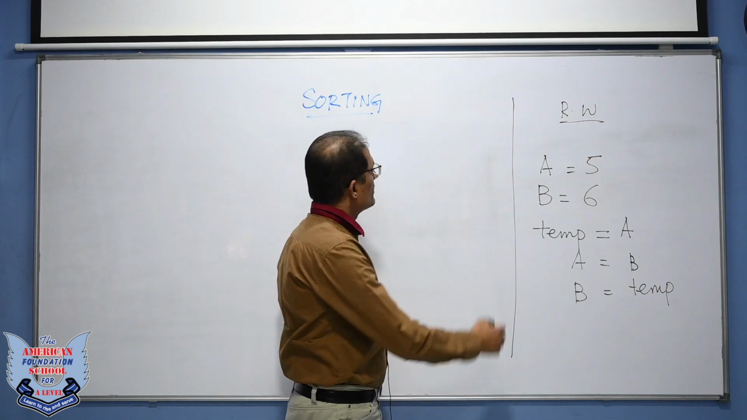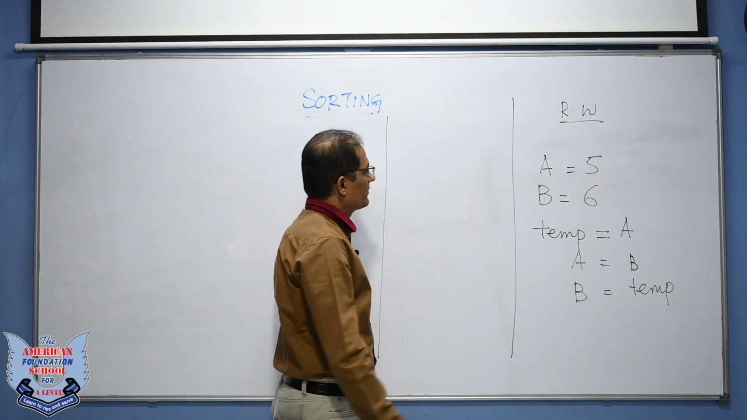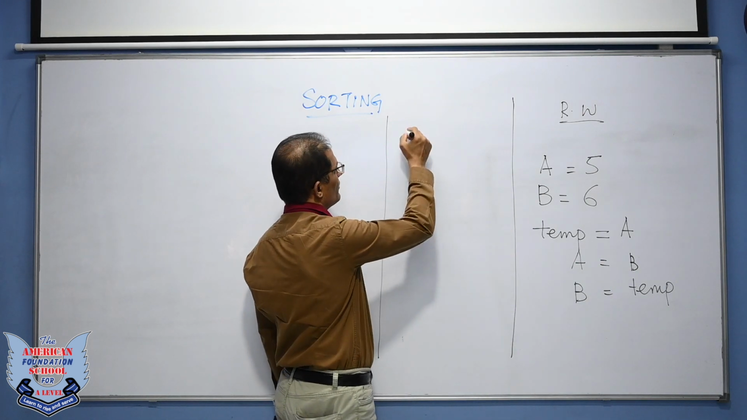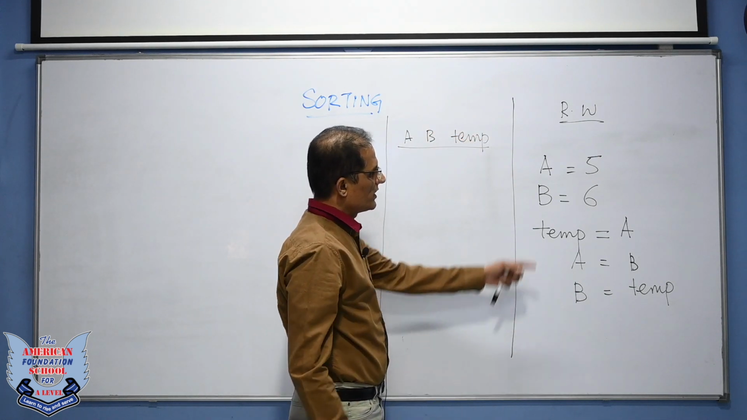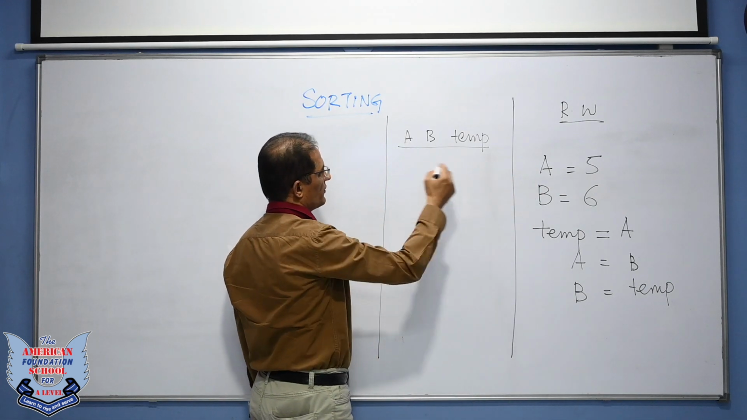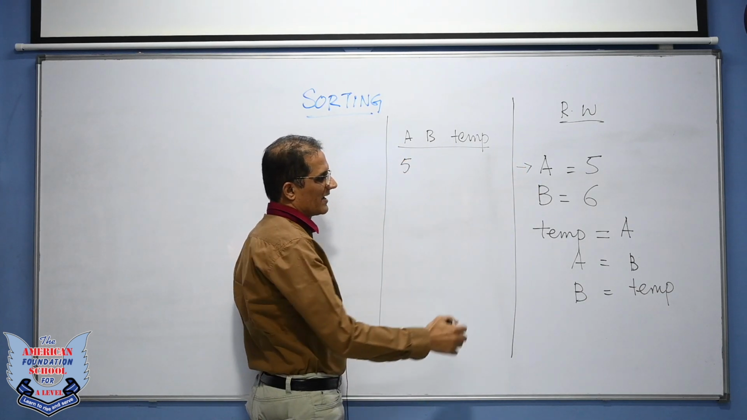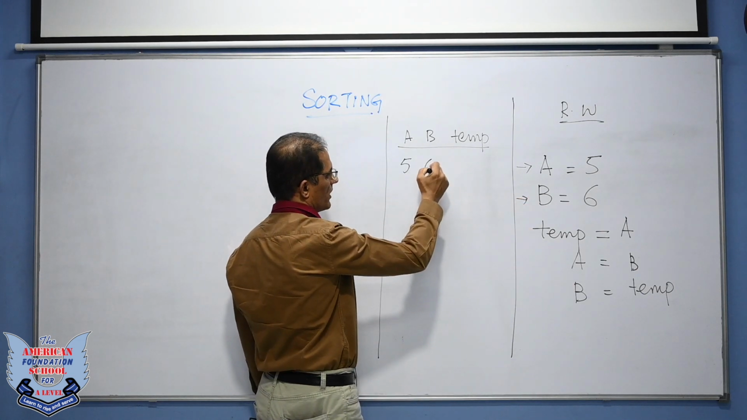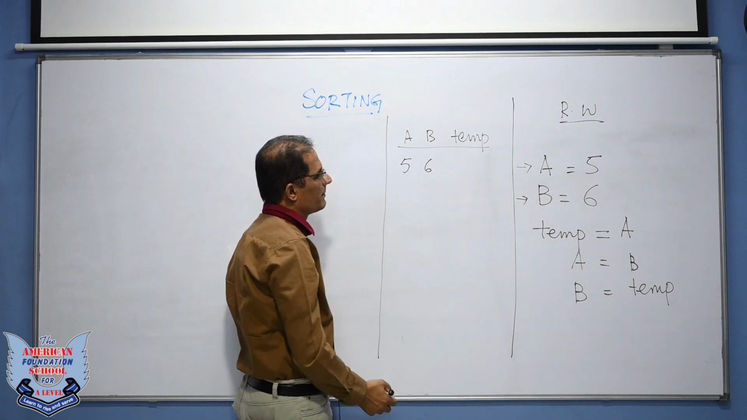You might be thinking how this set of 3 lines would swap data. For that we can do some more rough work. All the variables that are being used there, use them as column headings A, B and temp. These are the 3 variables I've used. We'll start with the first line. First line says A is equals to 5, so you can move 5 here. Second line says B is equals to 6, then you can write down this number 6 in the column B.